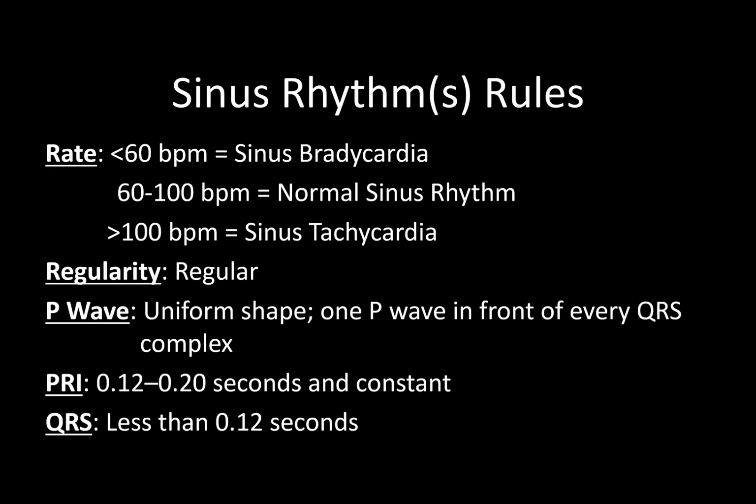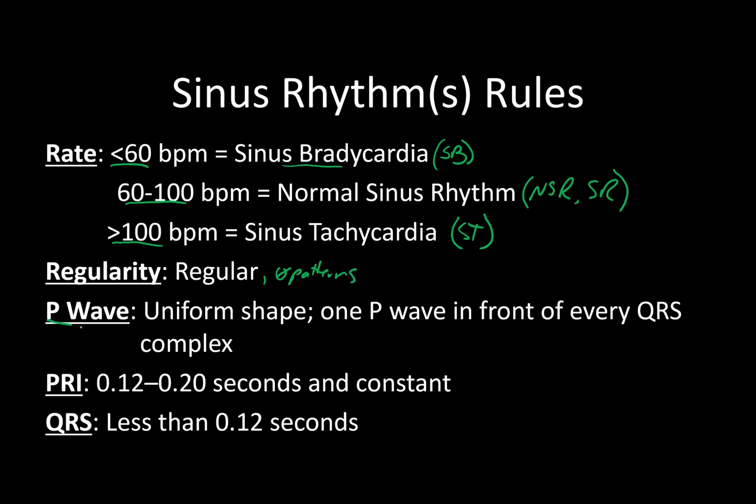So, what are the rules for sinus rhythms? Well, basically we divide those up on what the rate is. So if you have a rate less than 60, that's sinus bradycardia, also known as SB. If you have a rate between 60 and 100, well, that's going to be normal sinus rhythm, or just sinus rhythm. And if your rate is greater than 100, you've got sinus tach. Now, it's going to be regular. There are going to be no patterns at all. It's just going to be sinus rhythm.